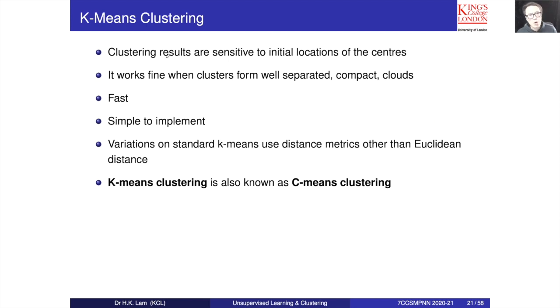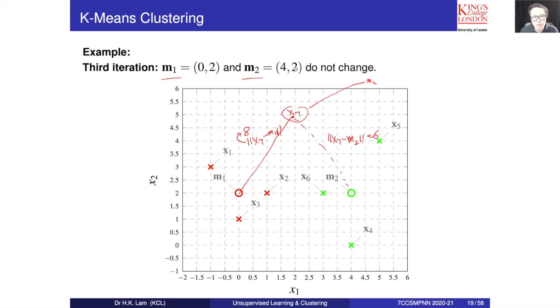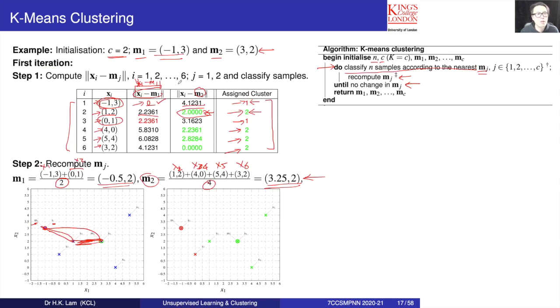Okay, but why do we still use k-means clustering? Because k-means clustering is very fast and very simple to implement, and it also works fine when the data is well separated and each cluster is in a compact domain. But the thing is that this clustering method is very sensitive to the initial location of the centers. That means if you choose different values of M1 and M2, this algorithm may not converge.